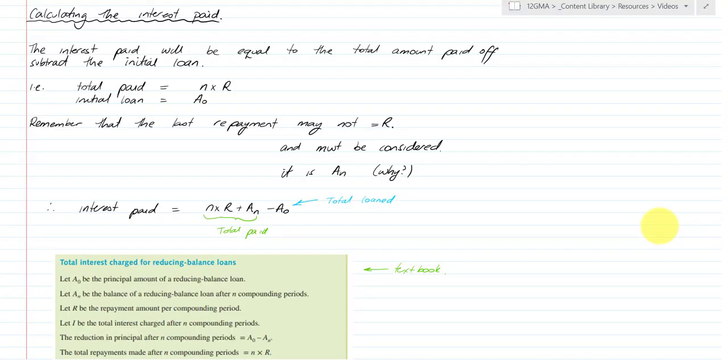Hi and welcome to video 13 of this Unit 4 Topic 1 Loans, Investments and Annuities in General Mathematics. Today we're going to talk about calculating the interest paid.